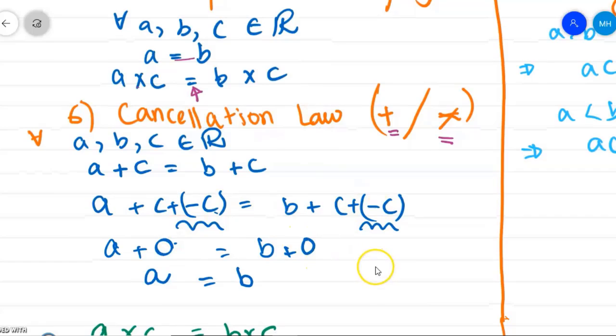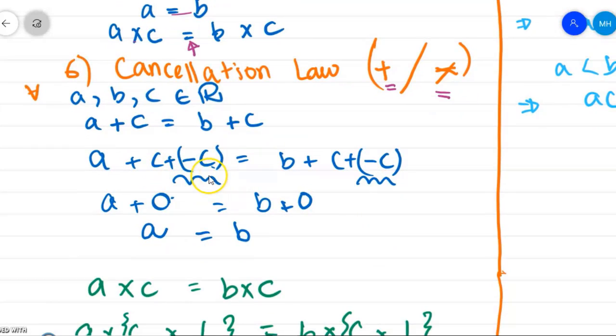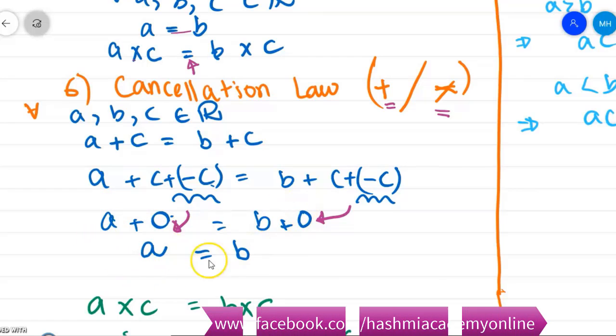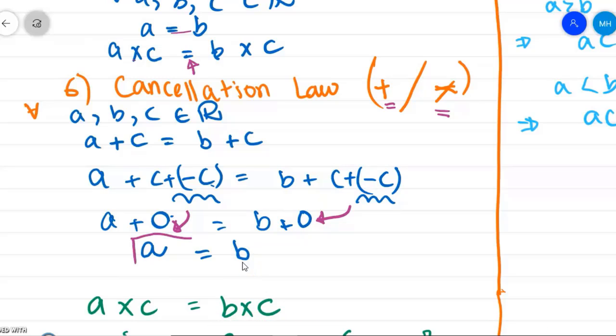What will happen over here? When you add the additive inverse to the element, it will give you the additive identity, which is 0. When you add the additive identity to any element, it will not change it on both sides. So we have cancelled C on both sides.